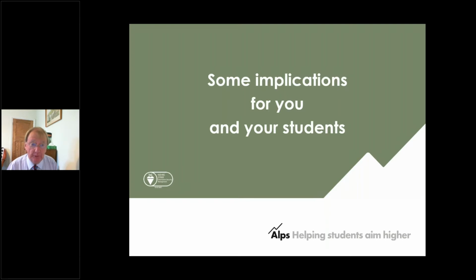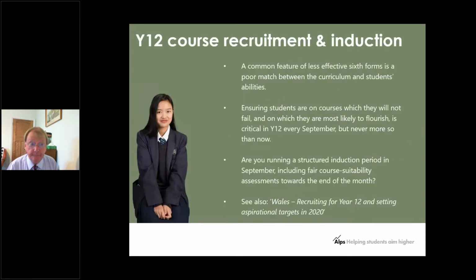And some of them are fairly obvious, some of them I've probably hinted at already. But I'm going to talk about course recruitment and induction first, because actually that's essentially what you've either just done, the course recruitment, or you're still doing the induction. And I'm going to labour a point here that a common feature of less effective sixth forms is a poor match between the curriculum and what students' abilities are.